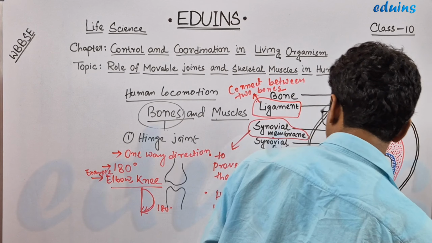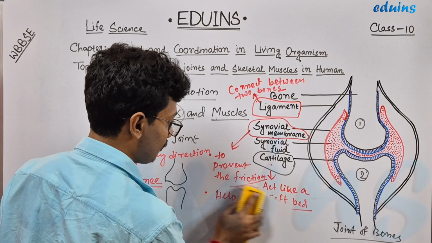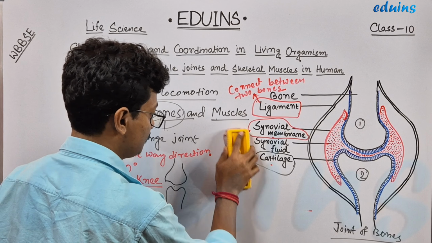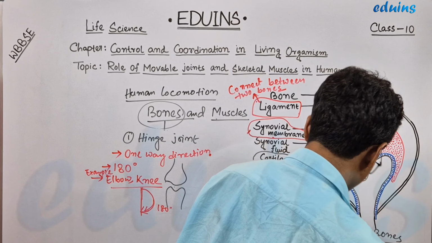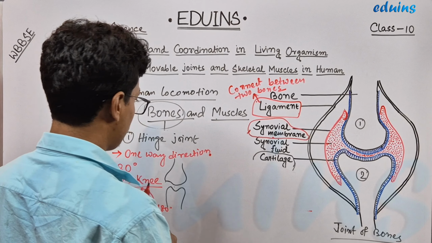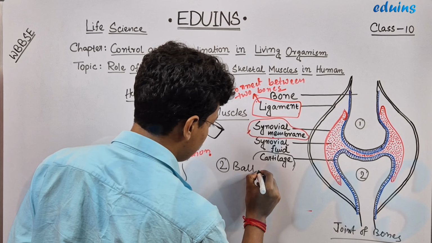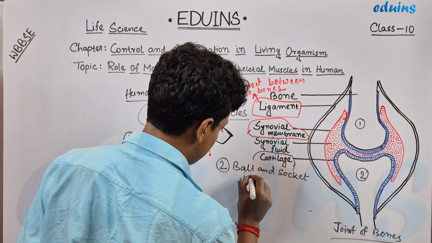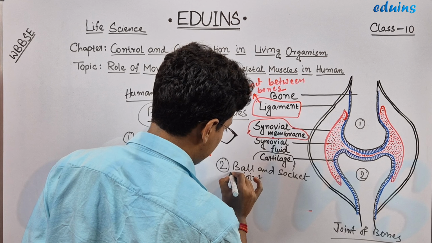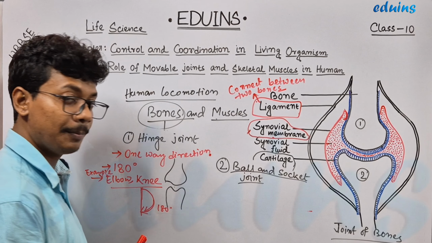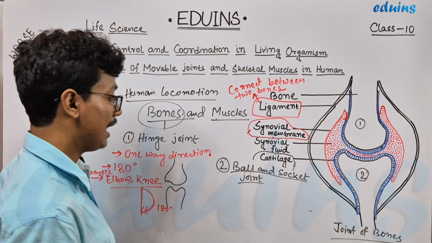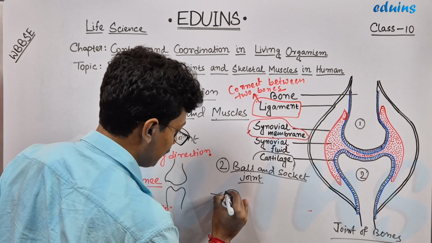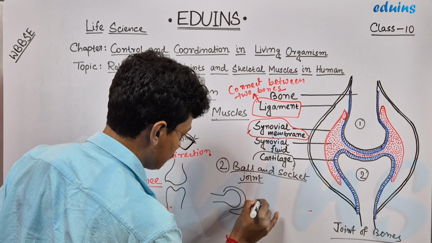The next one is ball and socket joint. Okay, so what about the ball socket joint? Actually, if we draw a simple diagram, the joint looks like this.